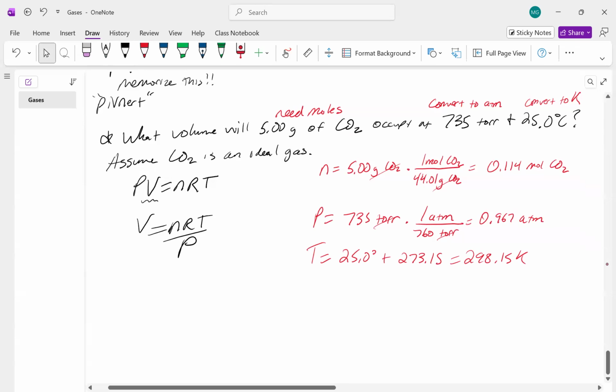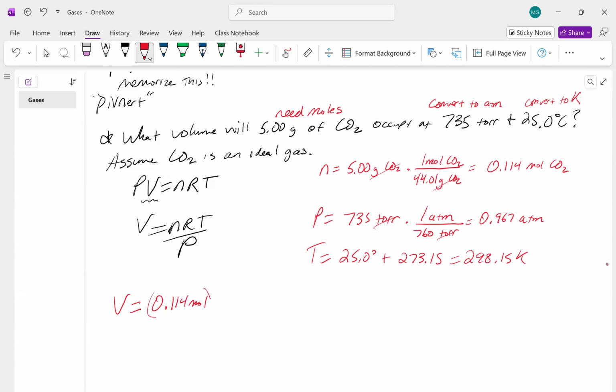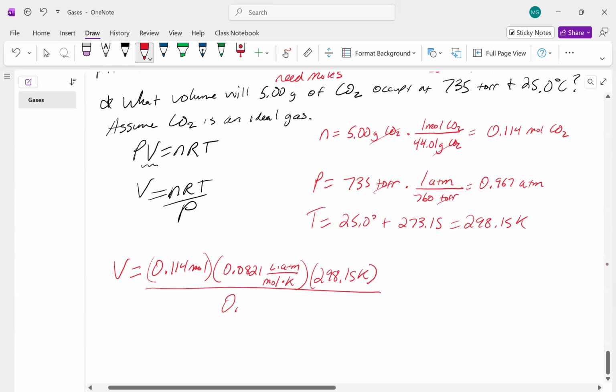Now I have everything in the right units. So I'm going to throw it into the equation. I'm going to throw in my value of R. That's always the same for every ideal gas. And then temperature, all of that divided by pressure.